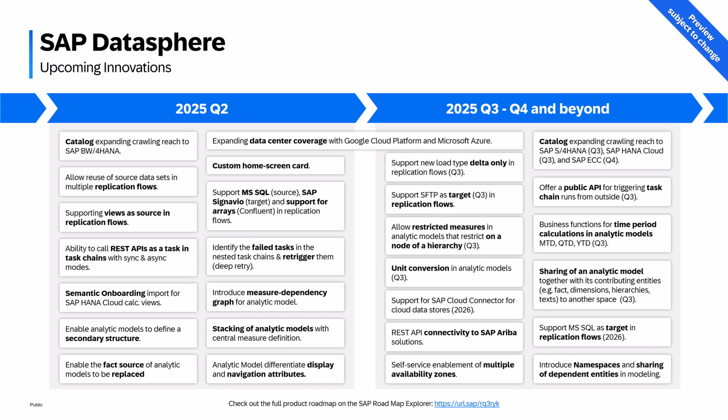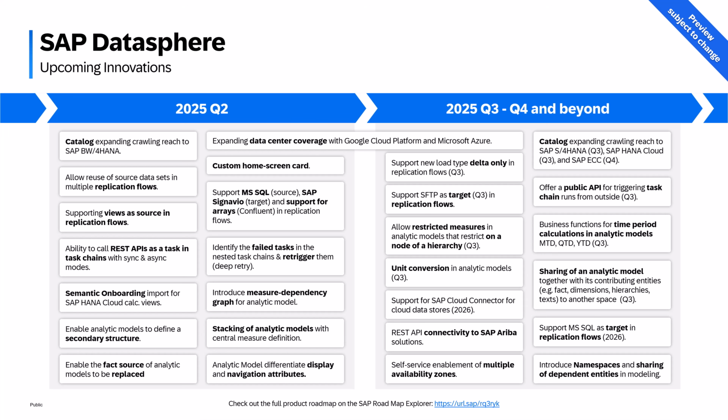Looking further down the timeline here into 2026, you find certain things on the roadmap at the moment, like supporting Cloud Connector for cloud data stores, a REST API connectivity specifically for Ariba solutions, self-service capability on enabling availability or multi-availability zones capabilities. This is there currently as a ticket-based approach already, but we want to enable this also as a self-service capability.